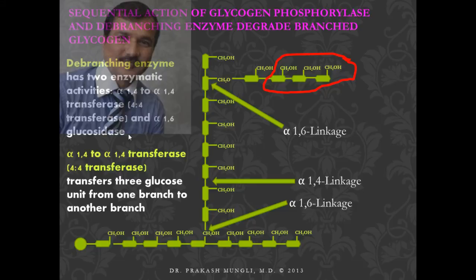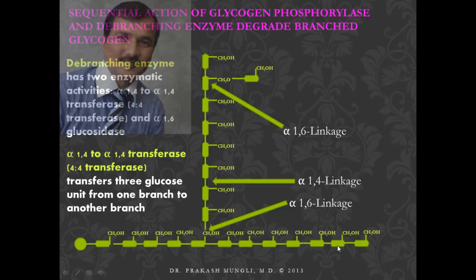The other name of 4,4-transferase is alpha 1,4 to alpha 1,4 transferase. What it does is take these three glucose residues which are linked by alpha 1,4 linkage and shift them somewhere else with the same alpha 1,4 linkage. It's not going to create any branch. So the red circle here that I have created, those 3 glucose residues are taken out and attached here.